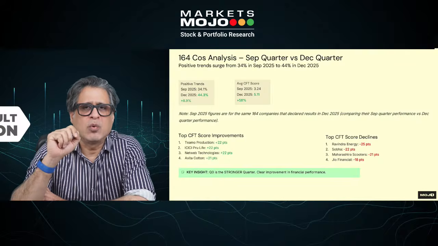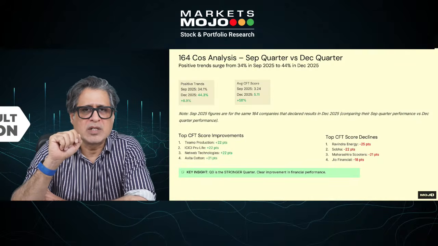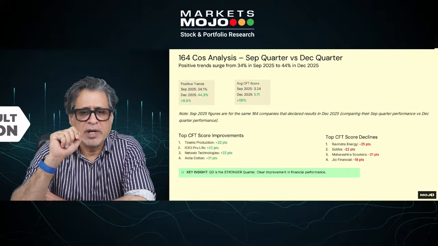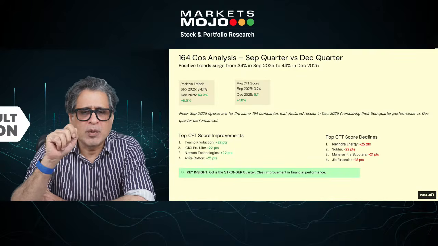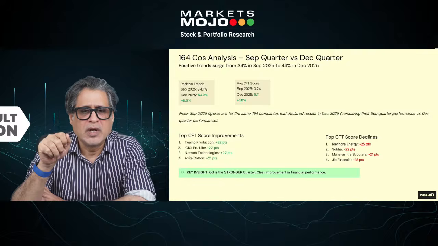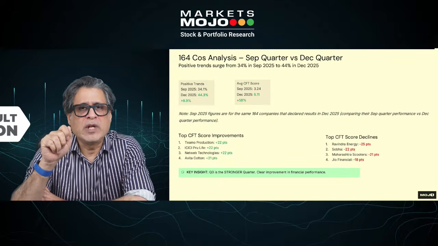ICICI Pru Life, 22 points jump, again one of the highest jumps that we've seen. NetWeb Technologies, 22 points jump. It's one of our top scoring companies today. Axita Cotton, 21 points jump.